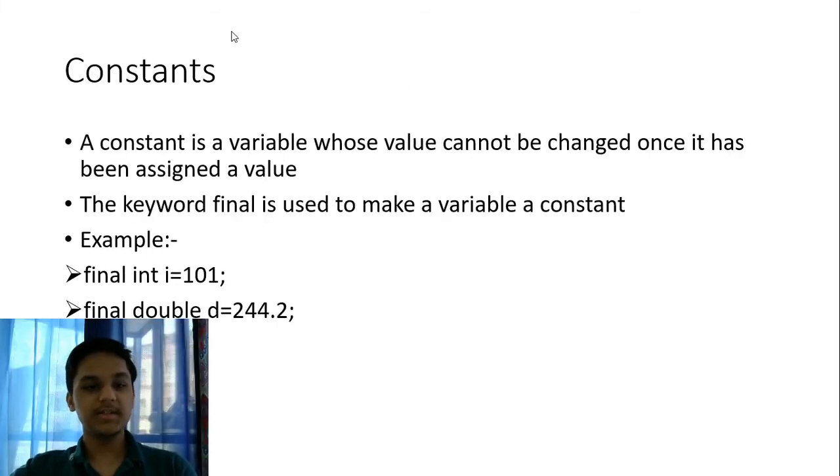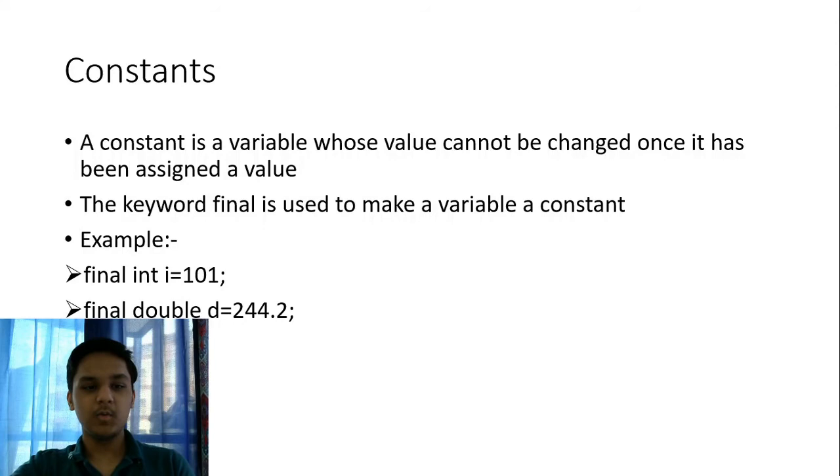Constants. Constant basically means what it says. A constant is a variable whose value cannot be changed once it has been assigned a value. The value remains constant. So how do you make a variable constant? We use the keyword final. To make int I is equal to 101 a constant, we need to add the final keyword. So we'll write final int I is equal to 101, and then you put a semicolon. Note that in final everything is small, and for double we can write final double t is equal to 244.2. This applies for everything, even character, boolean.